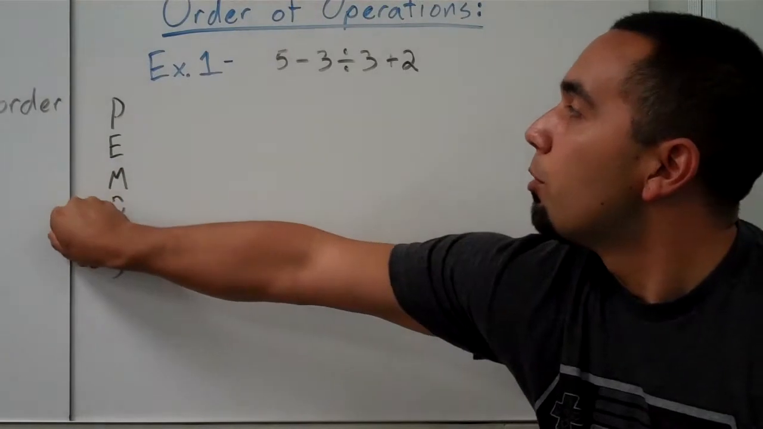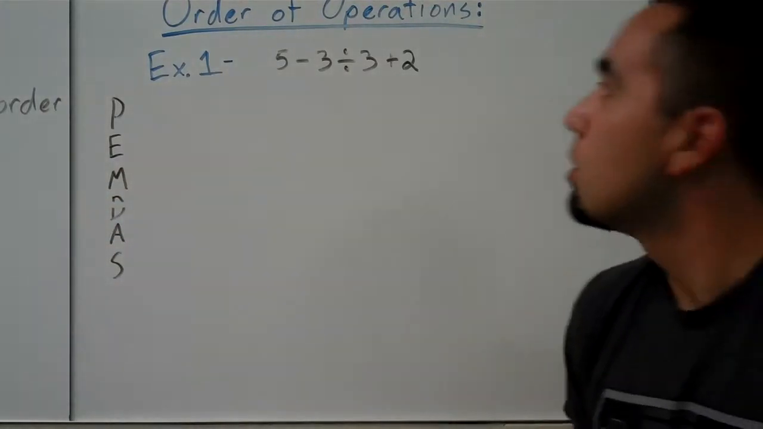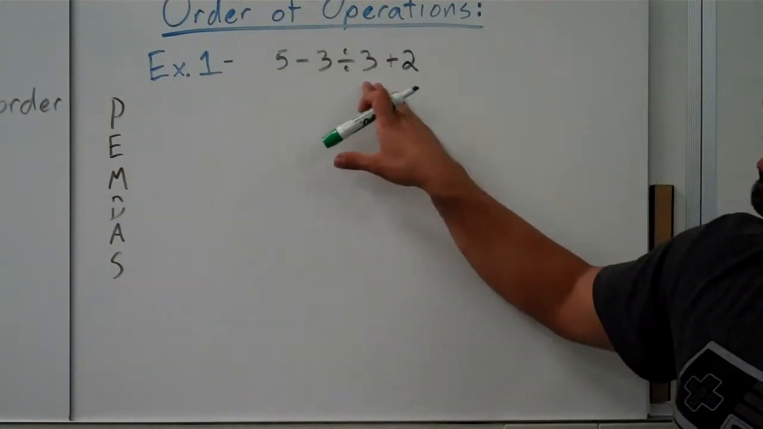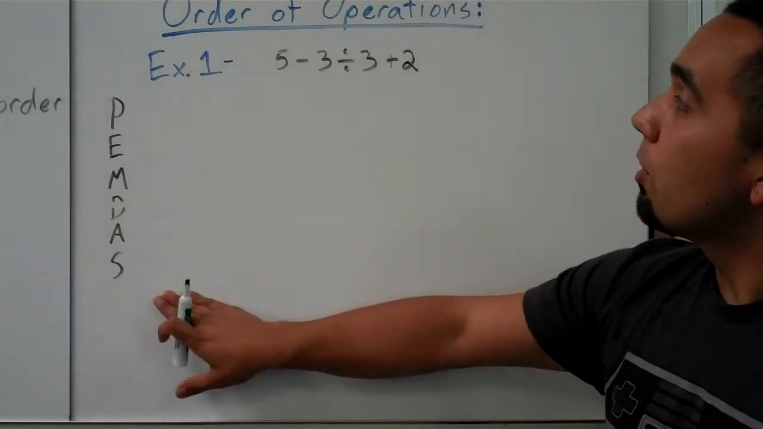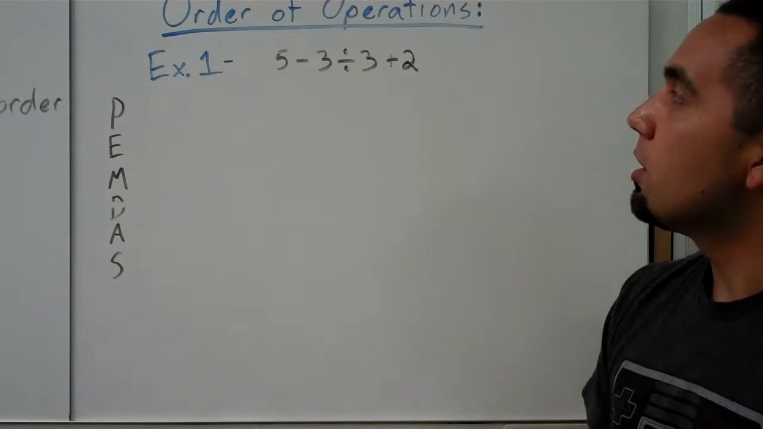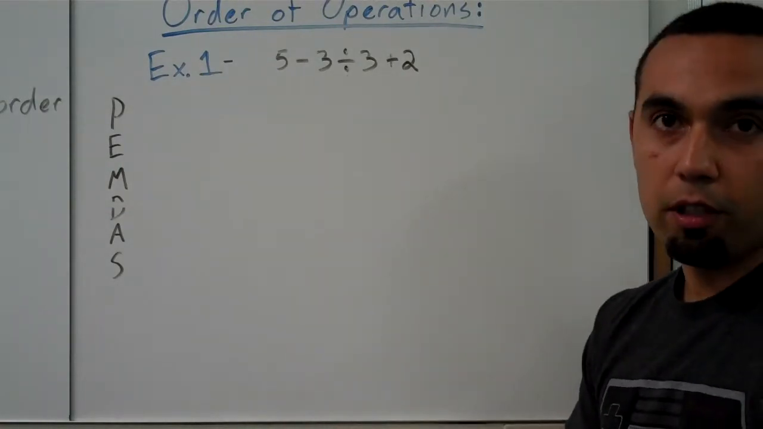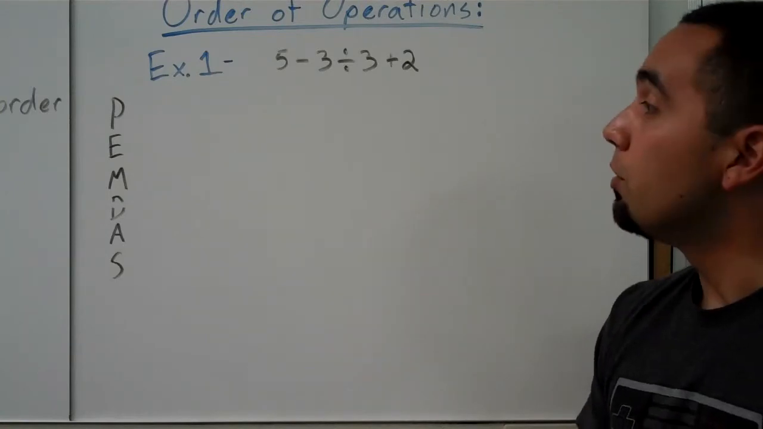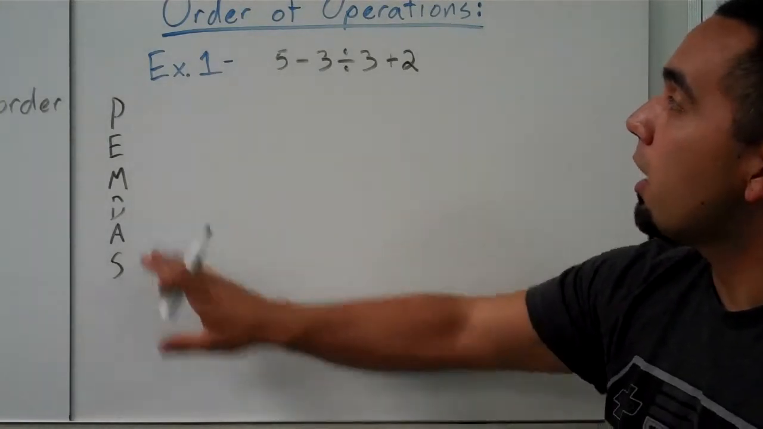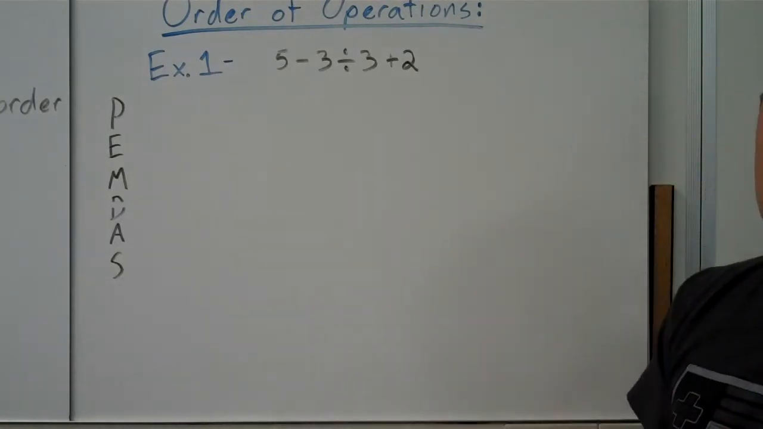So example number 1, order of operations, we have 5 minus 3 divided by 3 plus 2. So if we look at this order, it says first we need to look for parentheses. We don't have any parentheses, so then we look for exponents. And again, no exponents there. So moving on, we move down to multiplication and division. And here we just have division.